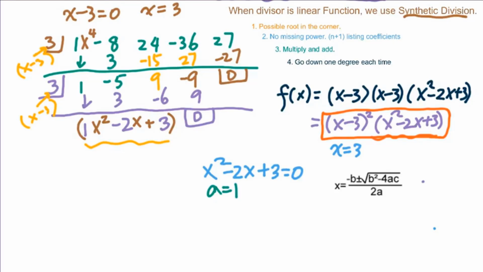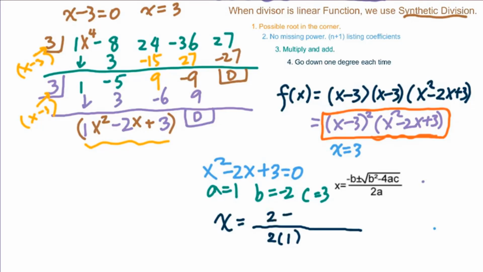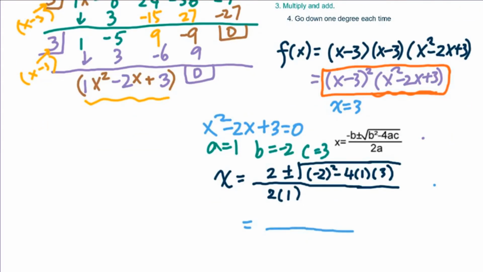A equals 1, B equals negative 2, C equals 3. So x equals, negative b means the opposite of b, plus or minus the square root of negative 2 squared minus 4 times 1 times 3, all over 2 times 1. So we get denominator 2. 2 plus or minus square root of negative 10.